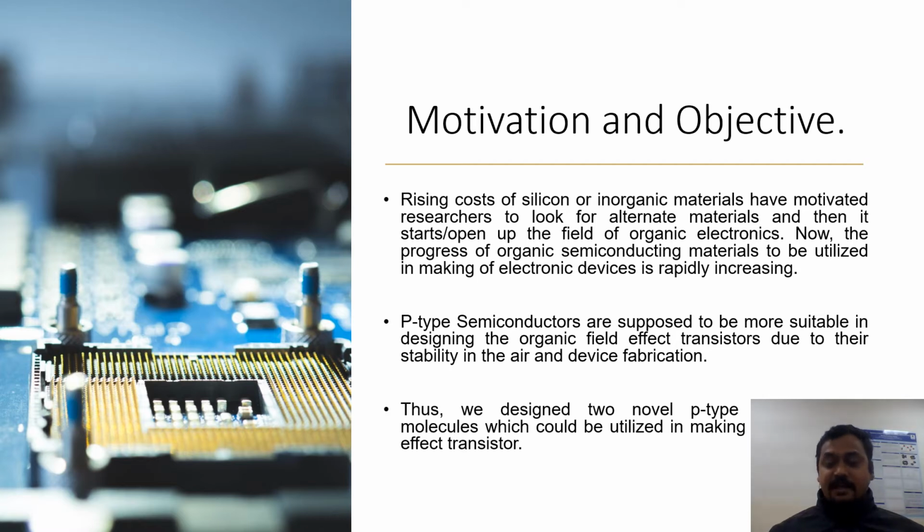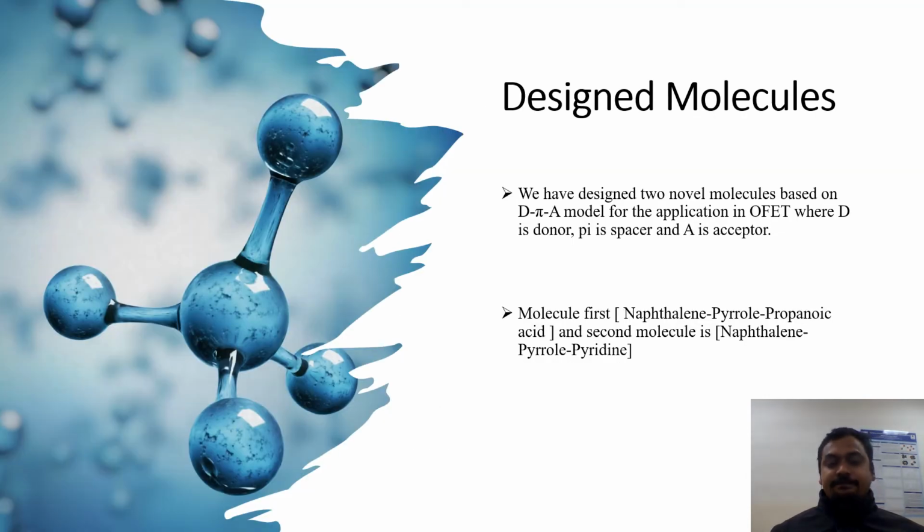So we have designed two molecules. These are the two molecules which basically show the p-type semiconducting nature. Let me come to the next slide. So these designed molecules are naphthalene, pyrrole, and propanoic acid, and the second molecule is naphthalene, pyrrole, and pyridine.